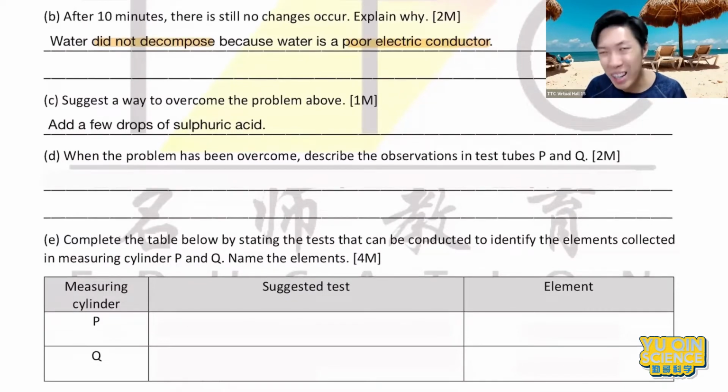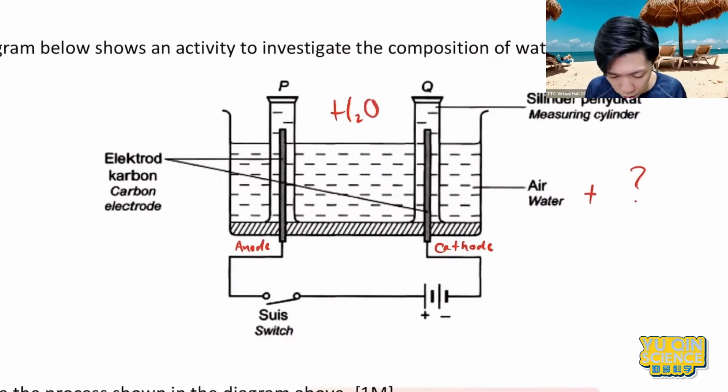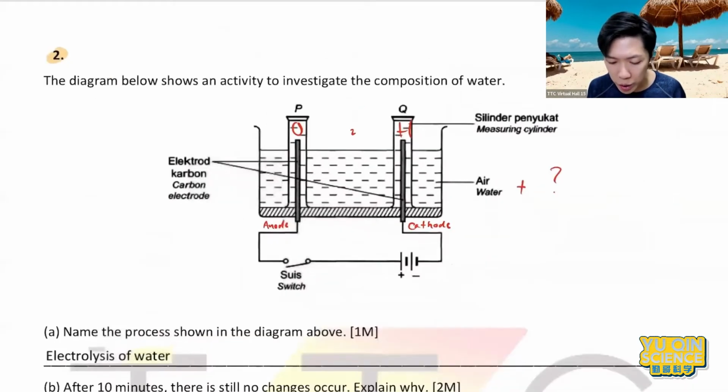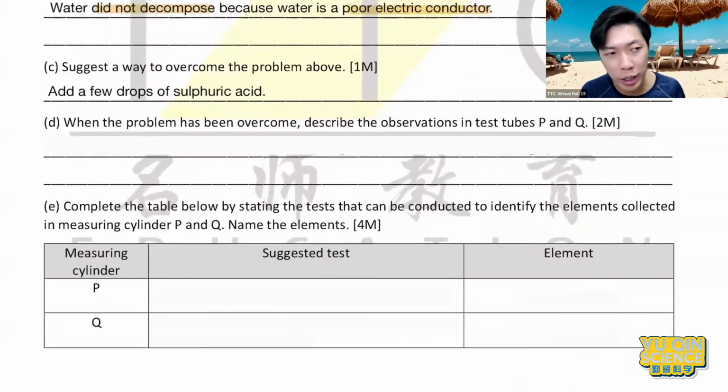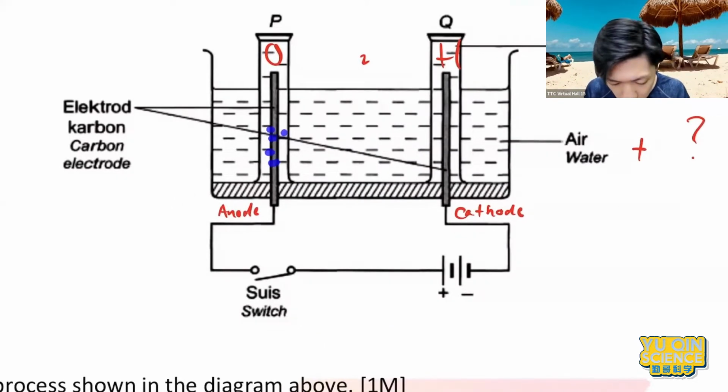Next one, when the problem has been overcome, describe the observation at P and Q. First thing first, we know that individually the oxygen will go to P, the H will go to Q. But I think we cannot really recognize that those gases are hydrogen and oxygen, because the question is asking for observation. Can you really differentiate with your eyes, oh, this transparent gas must be oxygen, oh, this transparent gas must be hydrogen? Cannot. So it's better not to mention the names. What you're going to say is what you see. So what I see, 2 marks. Number one, I see some bubbles coming out. So it started off with bubbles only. Then slowly the bubbles all go up.